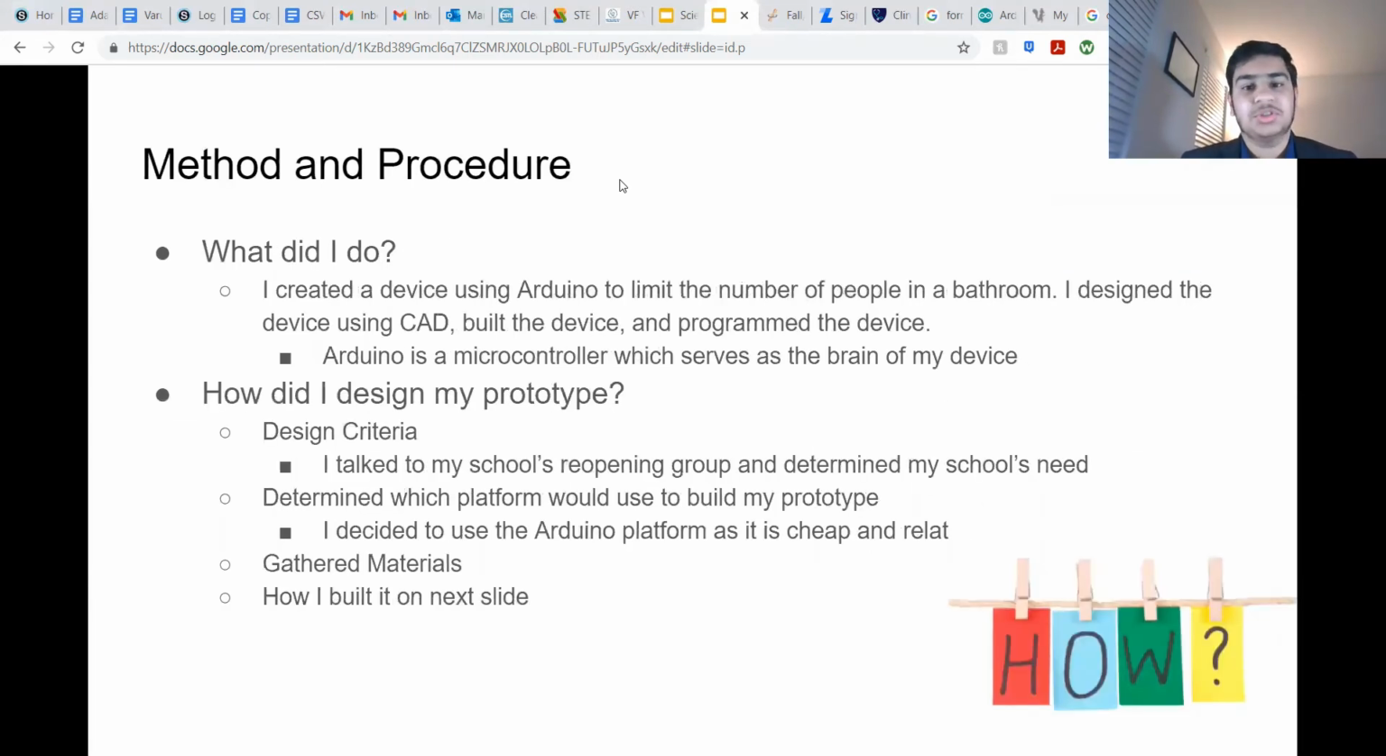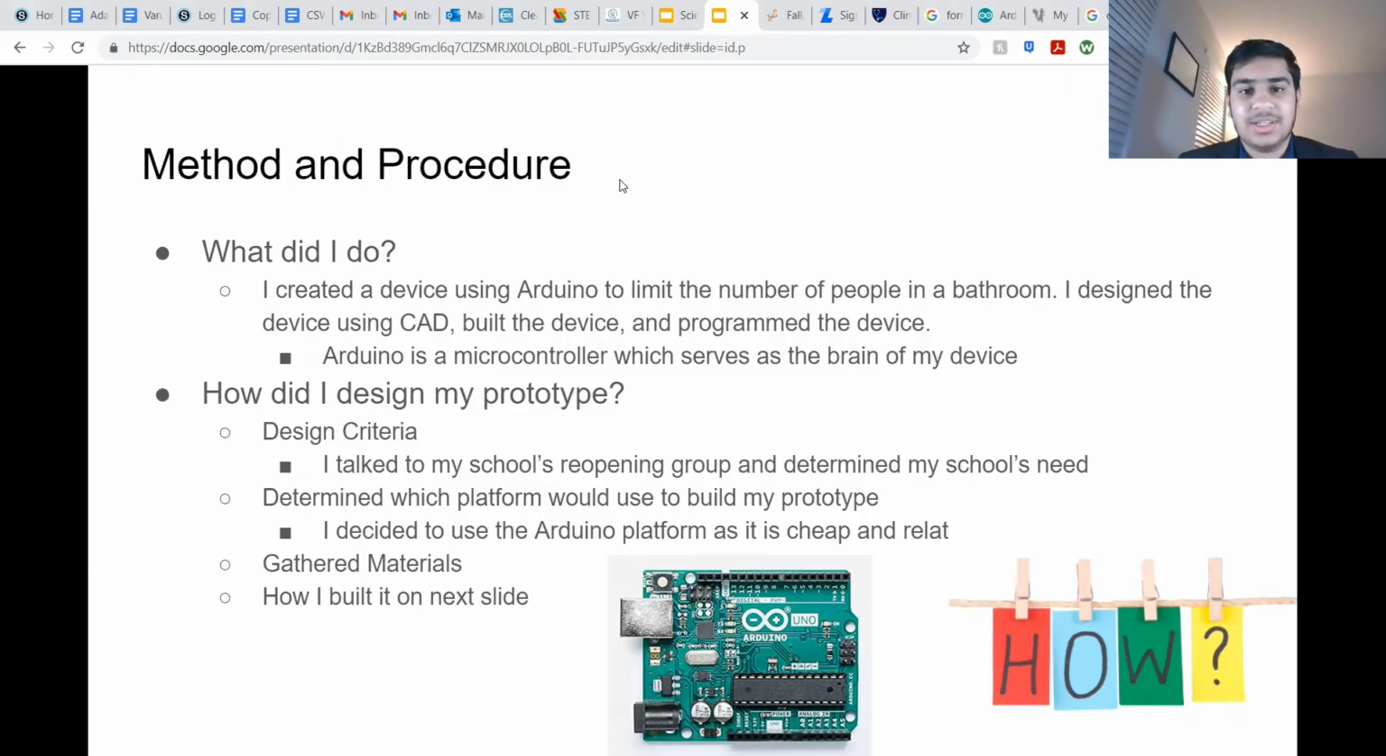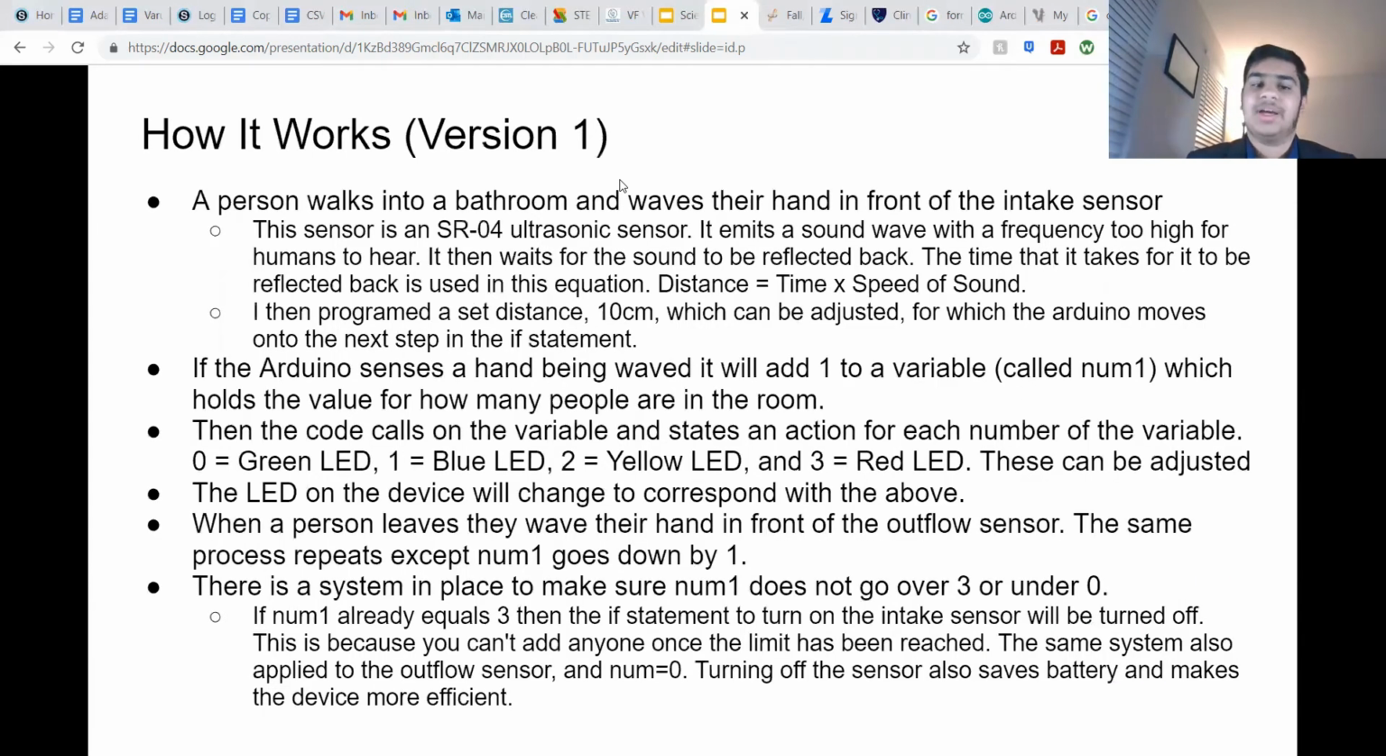So what did I do? I created a device using Arduino to help limit the amount of people in the school bathroom. I designed this device first with CAD, and then I built it. And if you didn't know, Arduino is a small microcontroller. So let's talk about how it works.